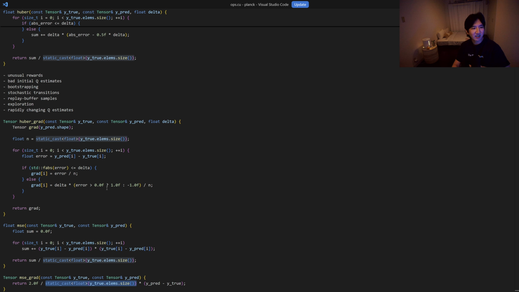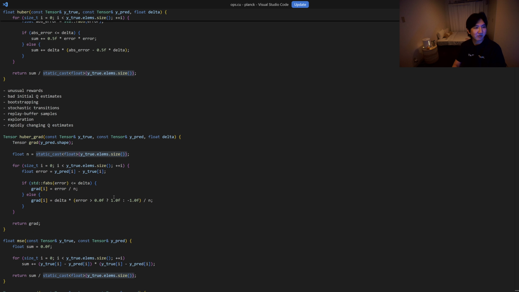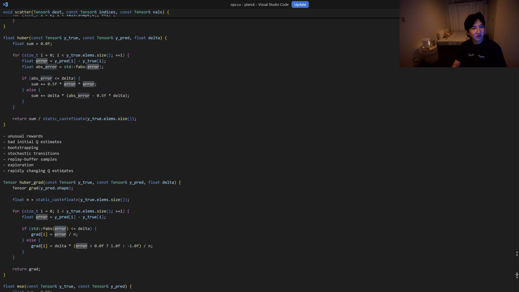For my case, the errors in my setup rarely get bigger than 1. They're way smaller than 1. So I figured out I don't really need to use Huber. But sometimes the error gets big with reinforcement learning due to reasons like unusual rewards and bad initial Q estimates.